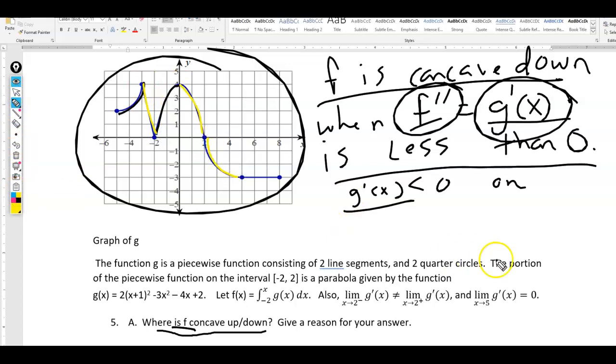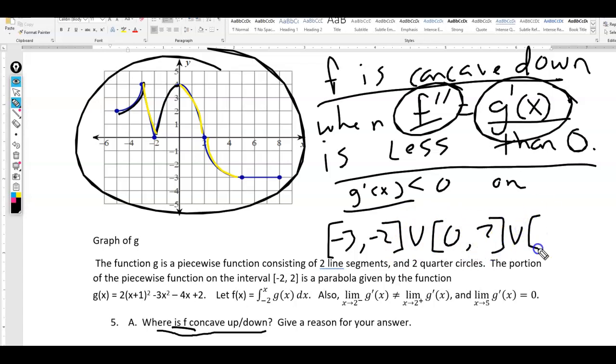We don't want to include this last straight line because that's not a negative slope. That's a 0 slope. That's not negative. So my intervals would be from -3 to -2, as well as 0 to 2, as well as 2 to 5. Okay?